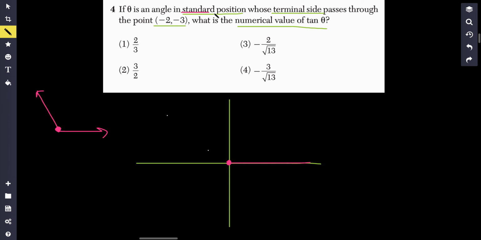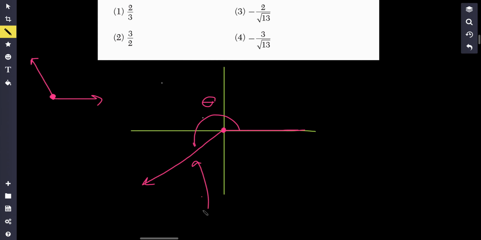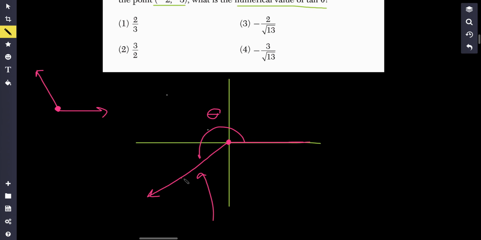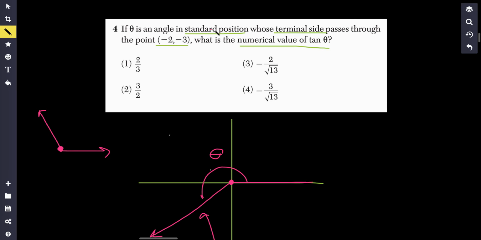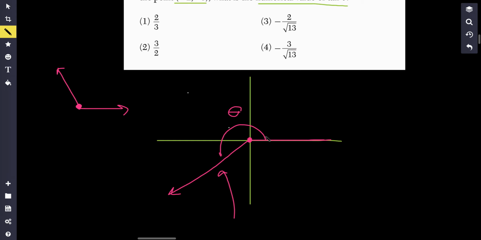So when I have an angle in standard position, what I'm first going to do is draw my vertex, and I'm going to draw this line right over here, which basically represents the positive x-axis. Now I'm going to draw an angle like this, and let's call this angle theta. The side that you draw to create this angle is something known as the terminal side of the angle.